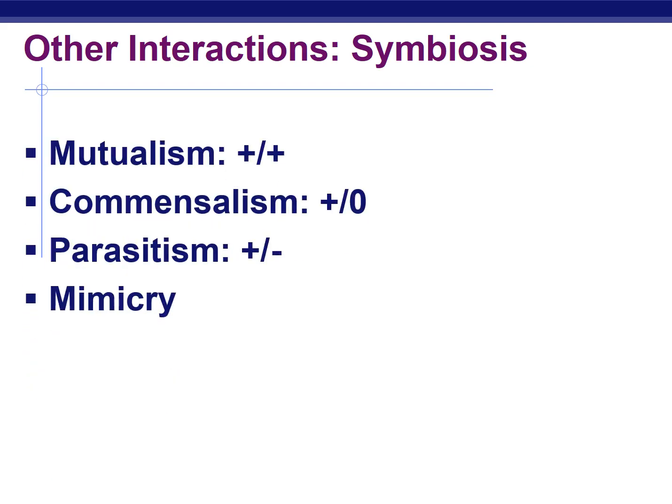Some other interactions that we're going to be looking at as we go through this unit involve things called symbiosis. And there's three major categories there. You've got mutualism, which is one where both benefit. Commensalism is where one organism benefits and the other one isn't affected. And then parasitism, which is where one organism benefits and the other is harmed in the interaction. And then mimicry is one where an organism looks like or behaves like another organism to either scare off a predator or camouflage itself. And we'll get into all of those categories further as we move through this unit.